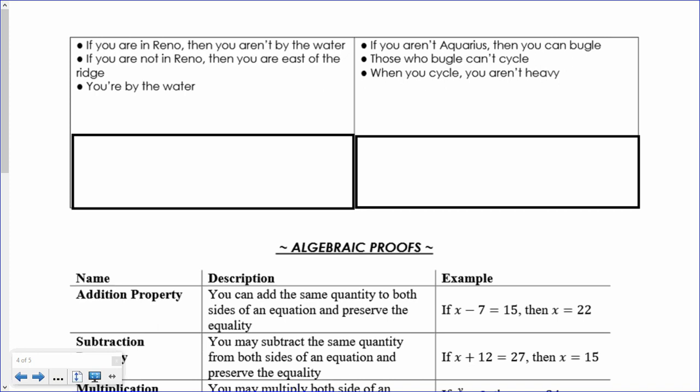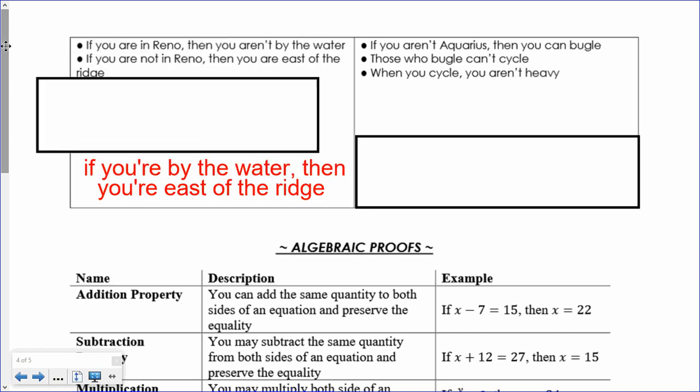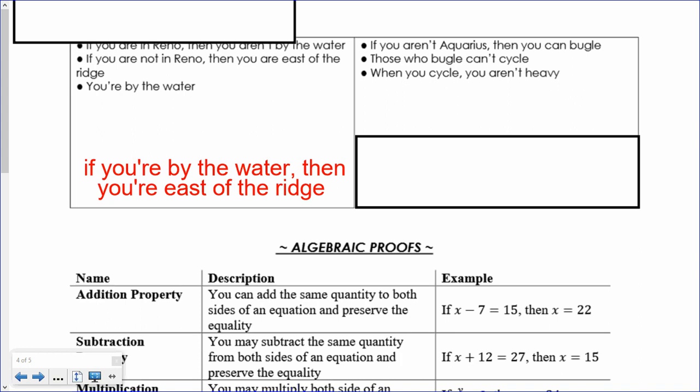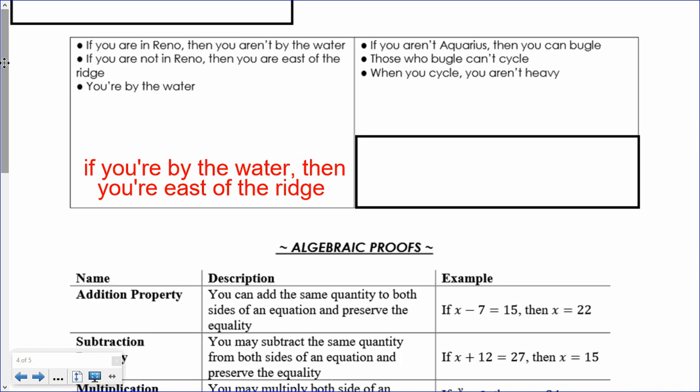All right, what conclusions did you guys get for this first one? Yeah, you guys should get, if you're by the water, then you're east of the ridge. Did everybody get that? There's a W arrow E for east. Yeah? And then what happened for the next one?